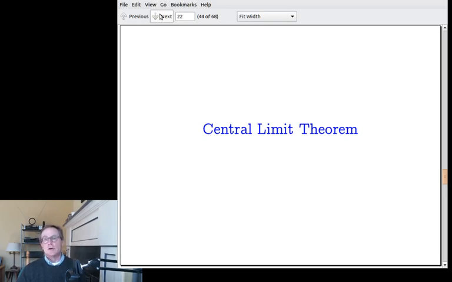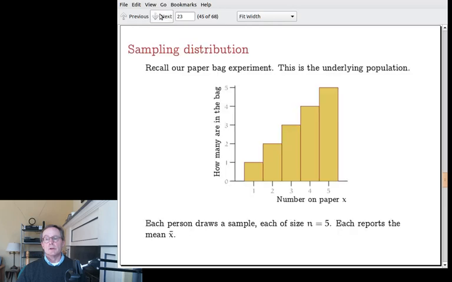And then finally, to remind you of what the central limit theorem is. We started out with the paper bag experiment. I had pieces of paper in the bag that said either 1, 2, 3, 4, or 5, and there were different numbers of each in the bag. There was 1 piece of paper with a 1, there were 2 pieces of paper named 2, and so on. Each person drew a sample of 5 pieces of paper, and each reported their X bar. And when we got a sampling distribution, the sampling distribution did not look like this. So the sampling distribution doesn't look like the population.